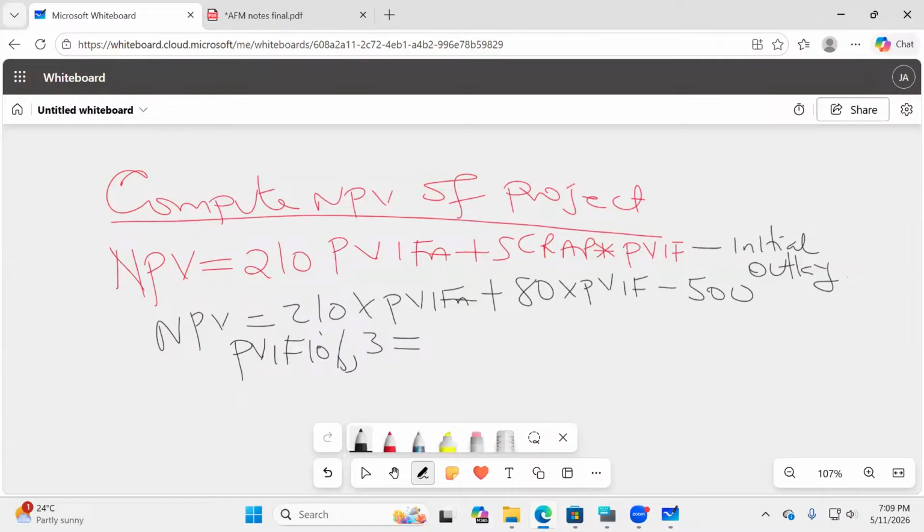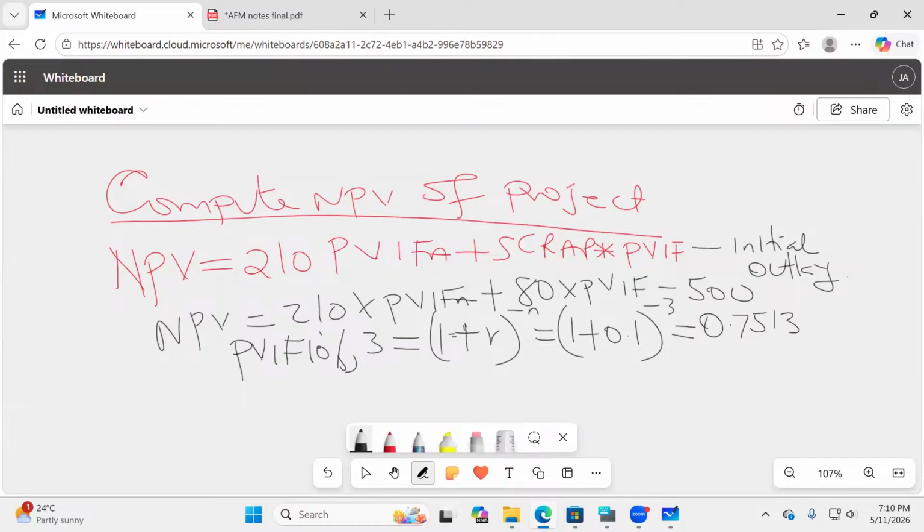So PVF, the formula, this one we know. It is 1 plus R raised to negative n. So it will be 1 plus 10% raised to negative 3, which I can see the online ninjas are giving me an answer already. They're telling me it is 0.7513. It's a lump sum here. 1.1 raised to negative 3 equals 0.7513. Great.